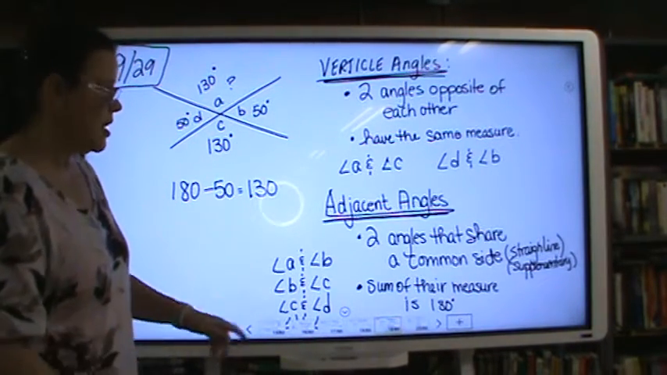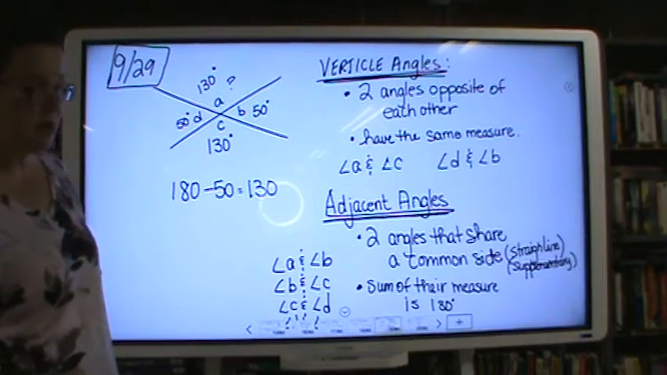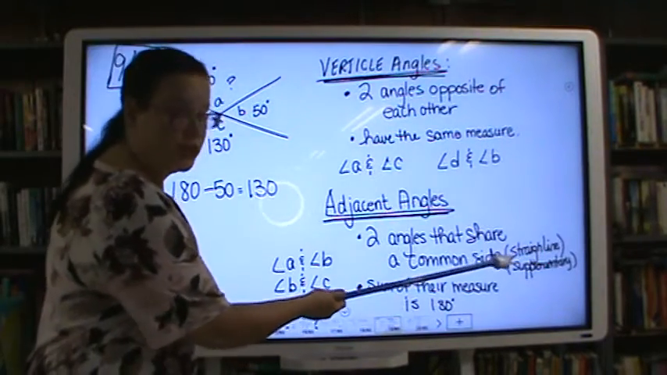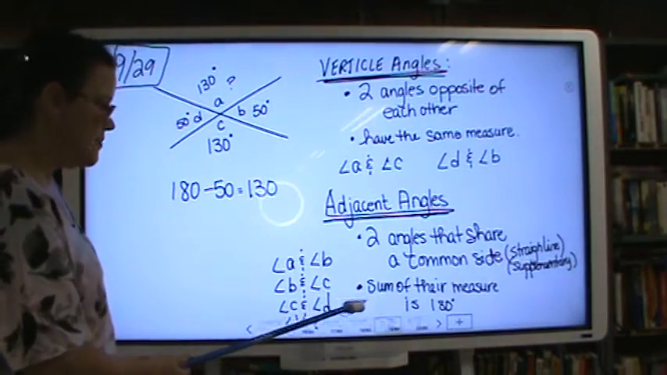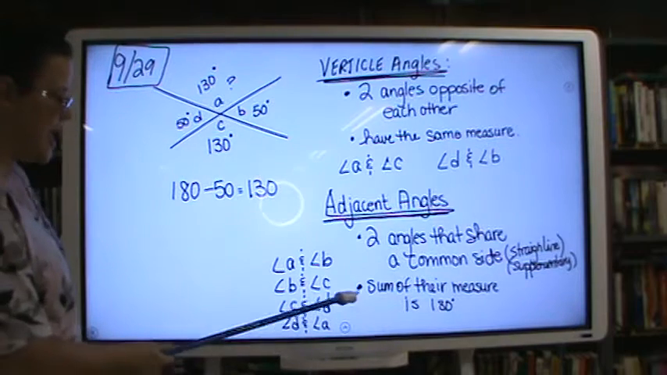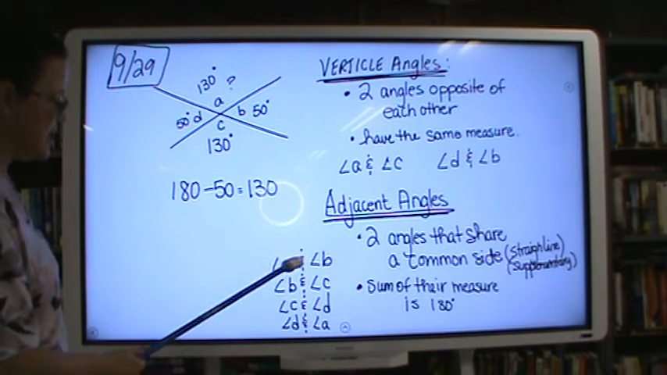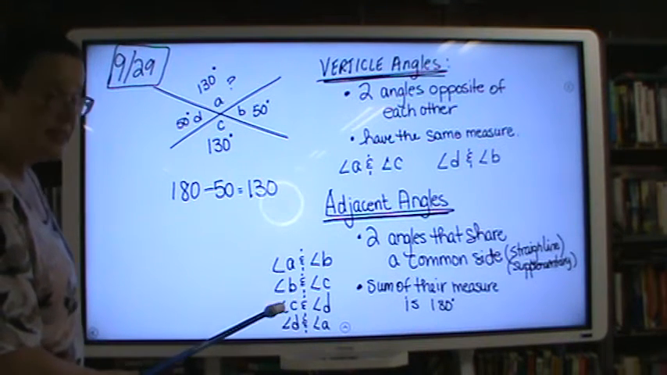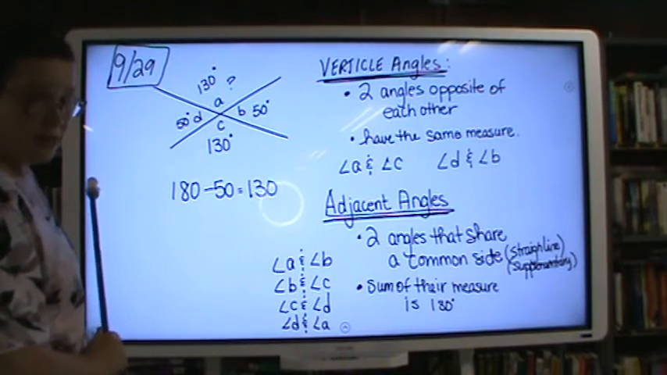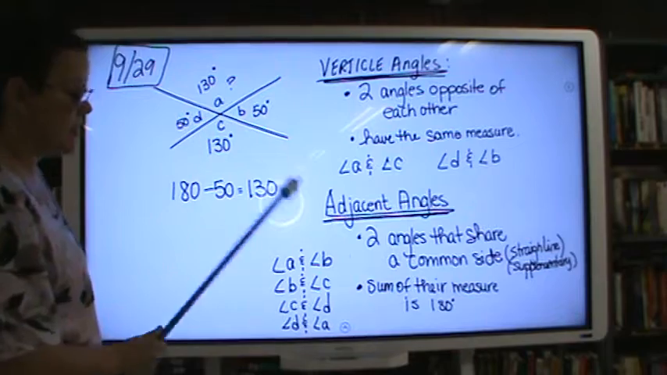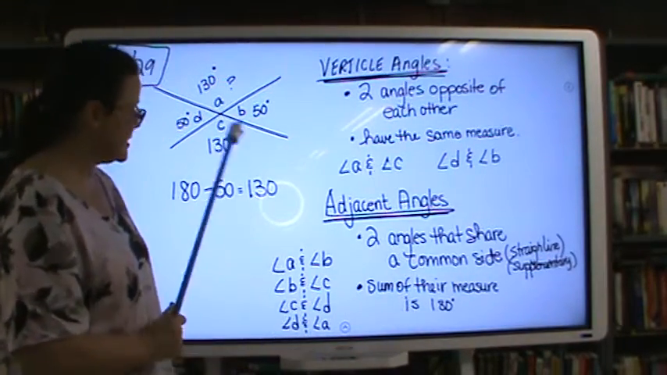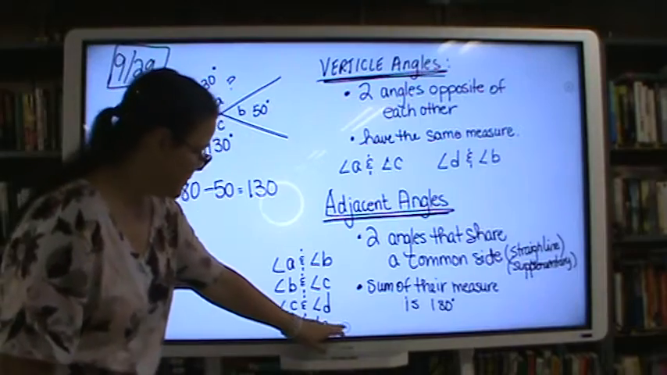Adjacent angles are two angles that share a common side, and they usually form a supplementary angle or a straight line, and the sum of their measure is 180 degrees. Let me just move this out of the way. And those angles are AB, BC, CD, DA. Those form straight angles, and they all equal 180 degrees. Sum of their measure is 180 degrees. That's how you know it's a straight angle.